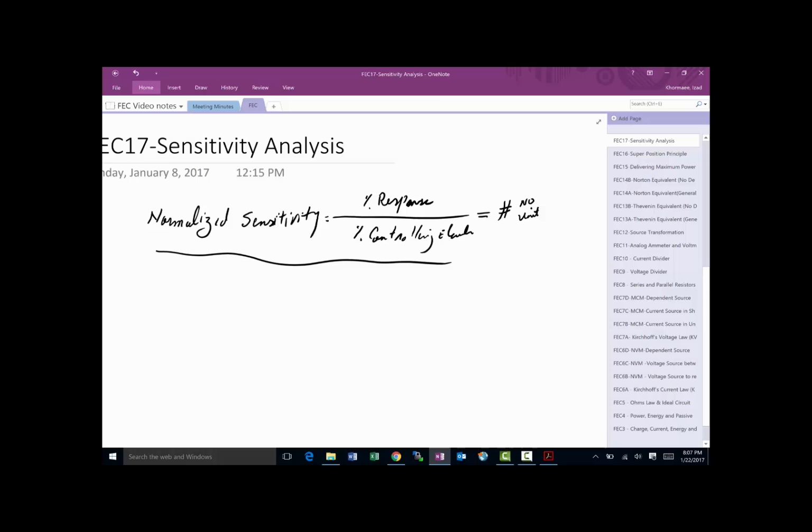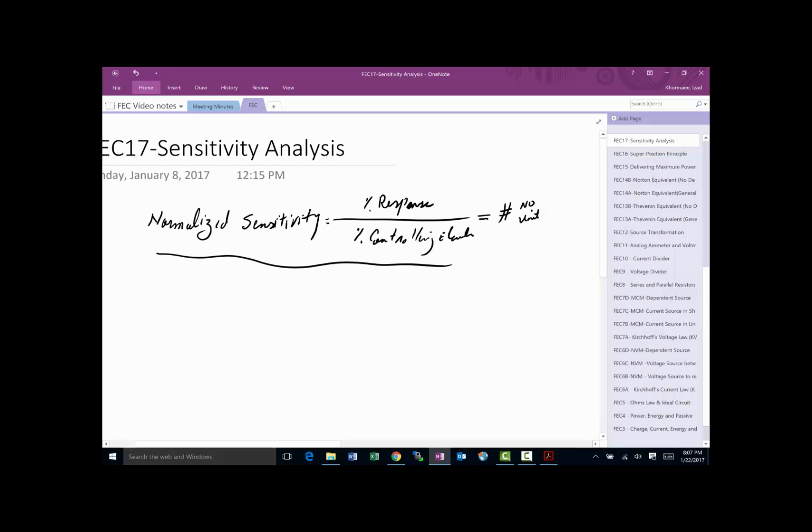The most common sensitivity number we look at is called normalized sensitivity. Normalized means we're going to look at the percentage change of one item versus the percentage change of another item. So typically I have a system, circuit, whatever, and there is one item you want to change. We call that the controlling element. Your goal is to find out, if I were to change that controlling element by 1%, how much would my response change?